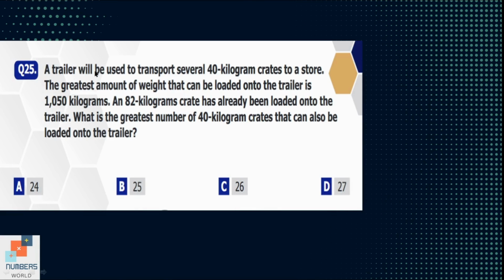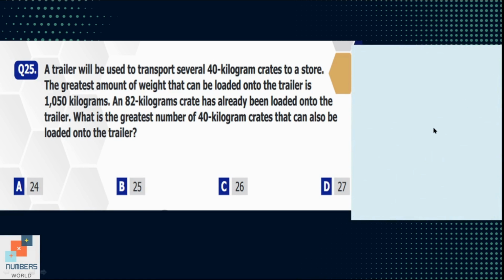Number 25. A trailer will be used to transport several 40-kilogram crates to a store. The greatest amount of weight that can be loaded onto the trailer is 1,050 kilograms. An 82 kilograms crate has already been loaded onto the trailer. What is the greatest number of 40-kilogram crates that can also be loaded onto the trailer?